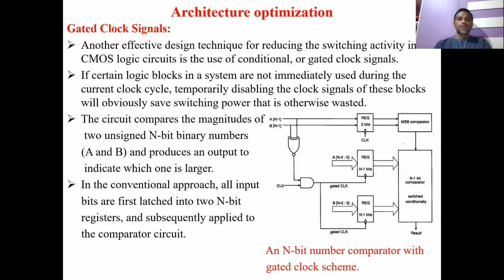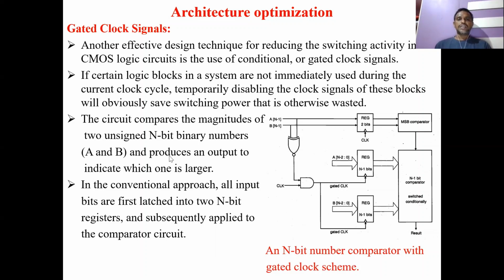Here we have another method to reduce the switching activity, that is gated clock signals. Another effective design technique for reducing the switching activity in CMOS logic circuits is the use of conditional or gated clock signals. What does it mean? Conditional or gated signals means whenever we require the clock signal, only for that we apply it, and we use the same circuit in the required time.